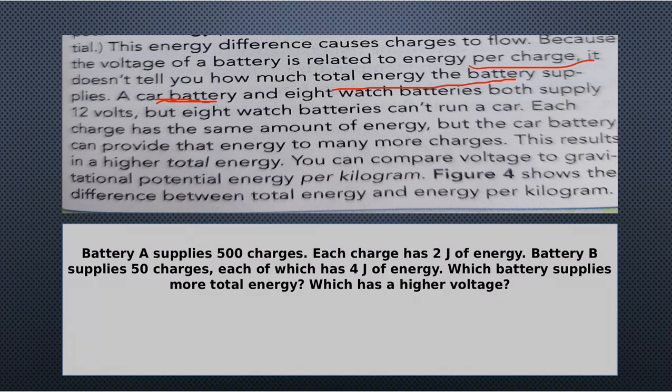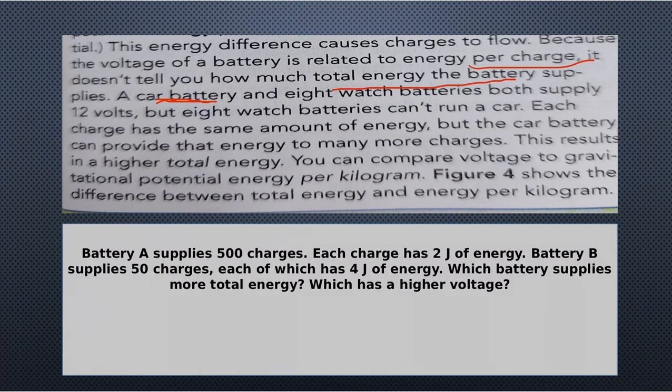And in spite of that, both of them supply the same voltage. Again, a car battery can supply 12 volts. If I bring 8 watch batteries, they will supply the same, 12 volts. But can you exchange the car battery for watch batteries? For sure not. Why? Because each charge has the same amount of energy, but the car battery can provide that energy to many more charges. This results in higher total energy.